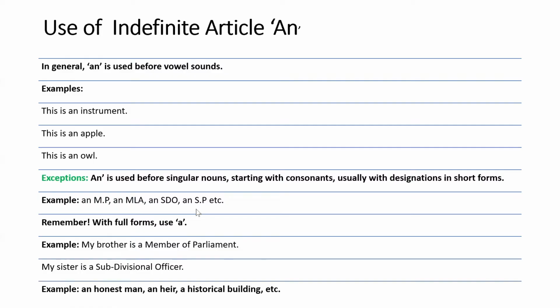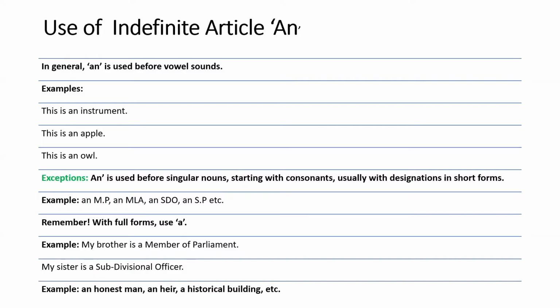My brother is an SP. My brother is a superintendent of police. So this should be very, very clear in the mind. Then some more examples are there, exceptions are there. Some people pronounce this word honest, which is wrong.